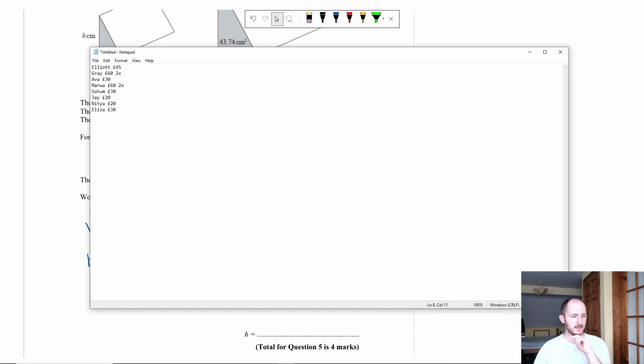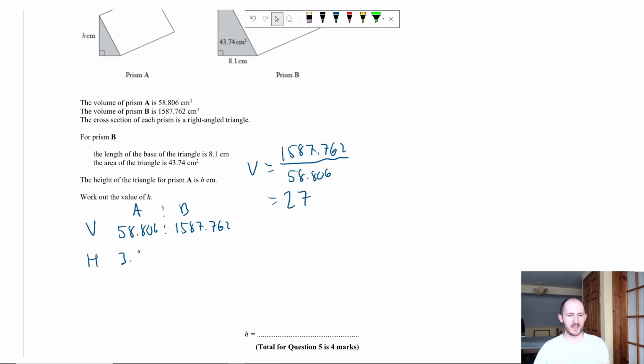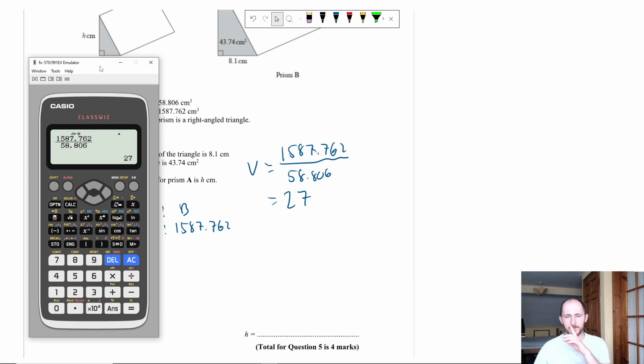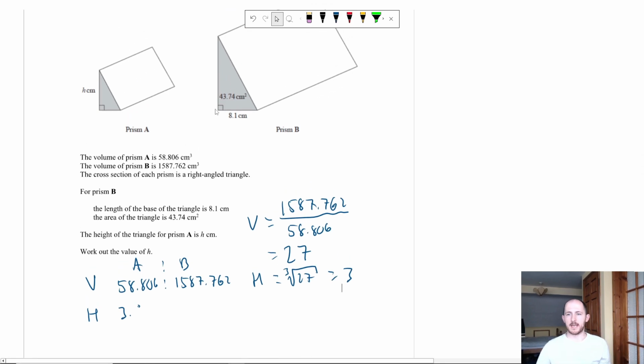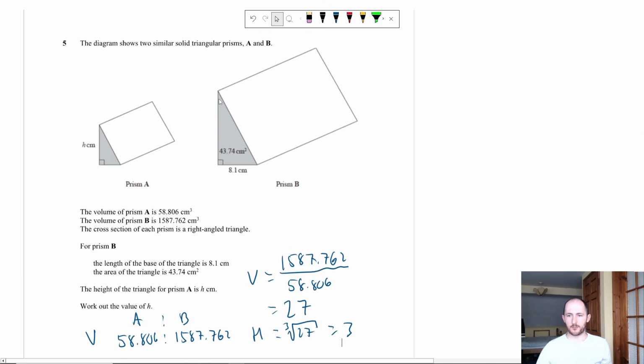The reason why I'm saying to do that is because it's slightly easier to deal with, right? It's a whole number. This method would work, but this is probably easier, which means the height scale factor, or the length, whatever you want to call it, is just the cube root of 27, which is equal to 3. Cool, okay.